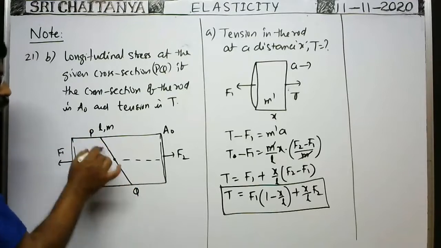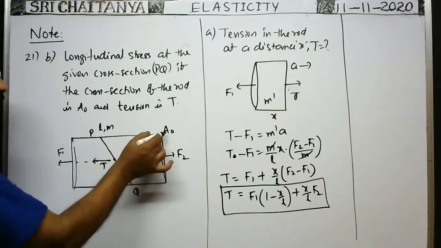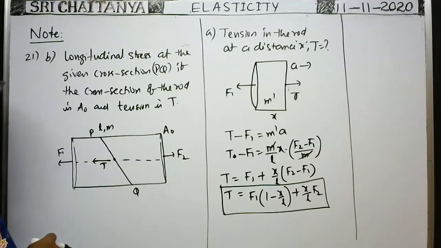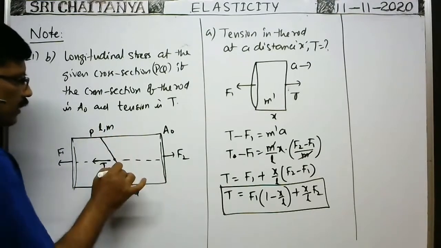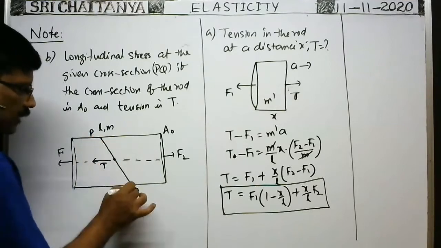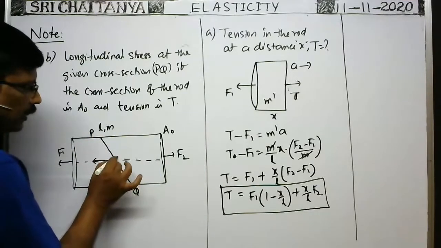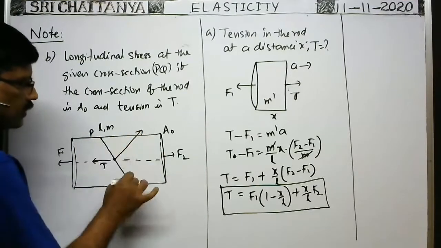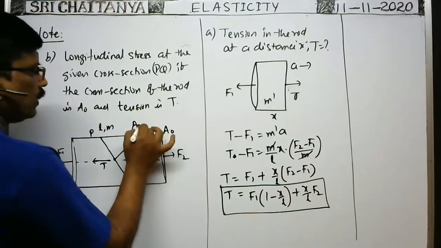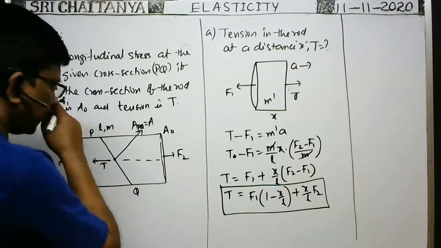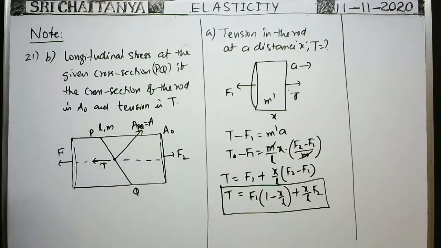Is the cross section of this part PQ more compared with A0 or less compared with A0? Tell me. More. Suppose the area of cross section of this part is always perpendicular to the surface. This surface is perpendicular, draw the chain. This is the direction of the cross section area of PQ. That is A. APQ is equal to A.